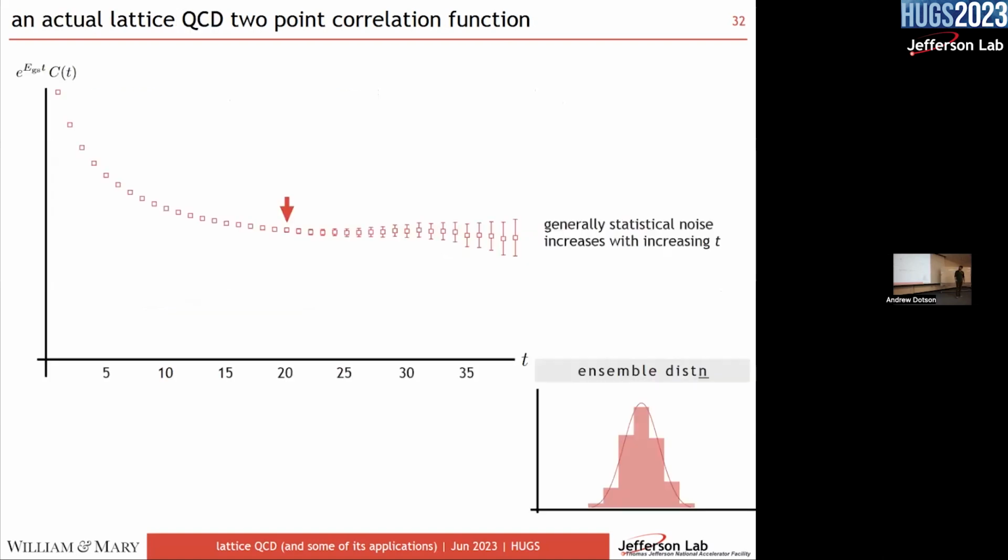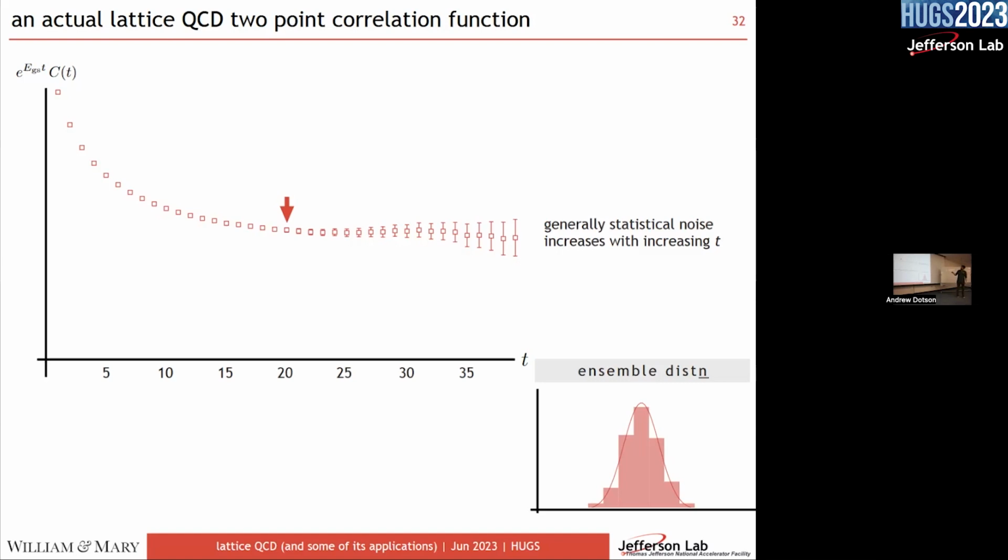What do they look like in practice? This is a real lattice QCD two-point correlation function. As a function of time, here I've taken the correlation function and multiplied it by the ground state energy dependence in order that it not just look like a precipitously falling exponential, which is very hard to see anything from. So this should become flat if I've got the energy right, and it does. So what do you see here? You see there's still exponential decay here. Well, that's the contribution of the other exponentials in this sum, which are decaying away.